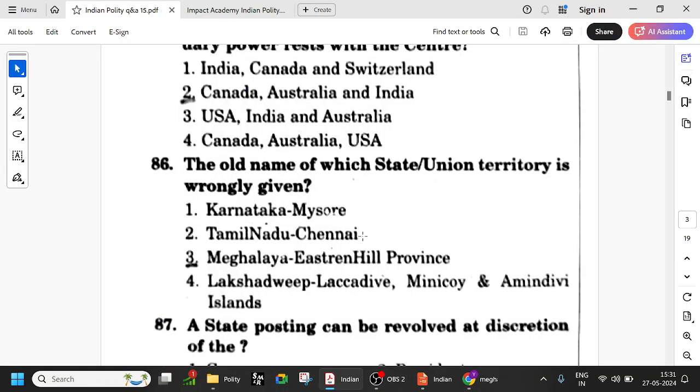Okay. So this Tamil Nadu should be Madras. Now it is Chennai, but previously it was called the Madras Presidency. So Karnataka was Mysore, the old name. Tamil Nadu is Madras. Meghalaya was part of Khasi, the individual small kingdoms. Khasi, Jaintia, and all those things. So it was not Eastern Hill Province. And Lakshadweep was Laccadive, Minicoy, and Amindivi Islands. So three is wrong. All the others are correct. Tamil Nadu should be Madras. Chennai is recent; it was the old name, and then it was recently changed to Chennai. But during the British period, it was called Madras.